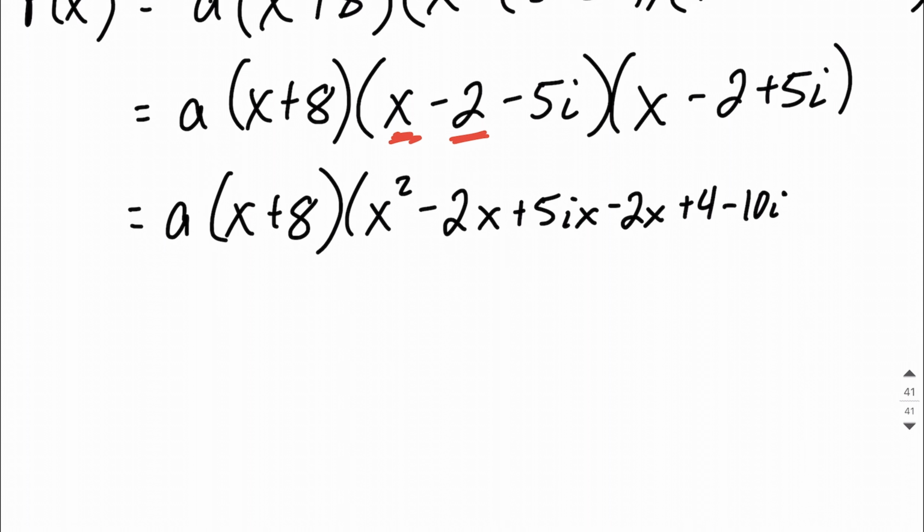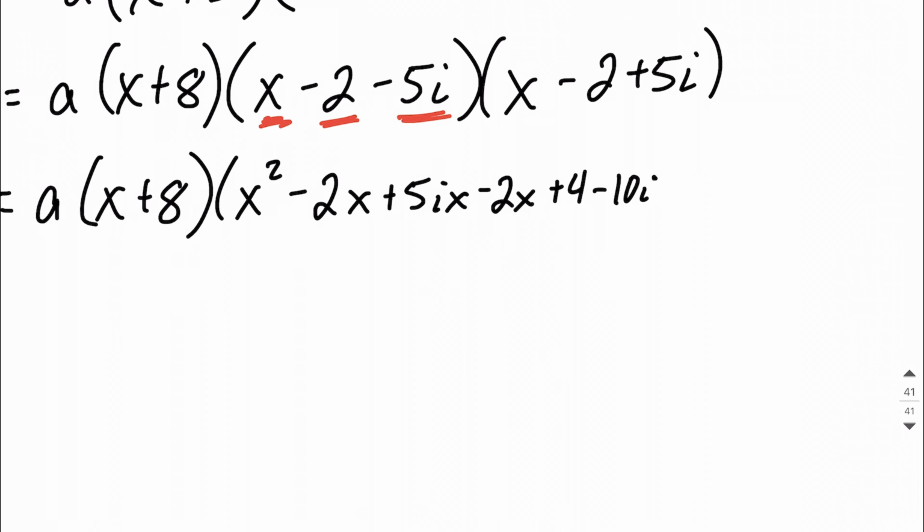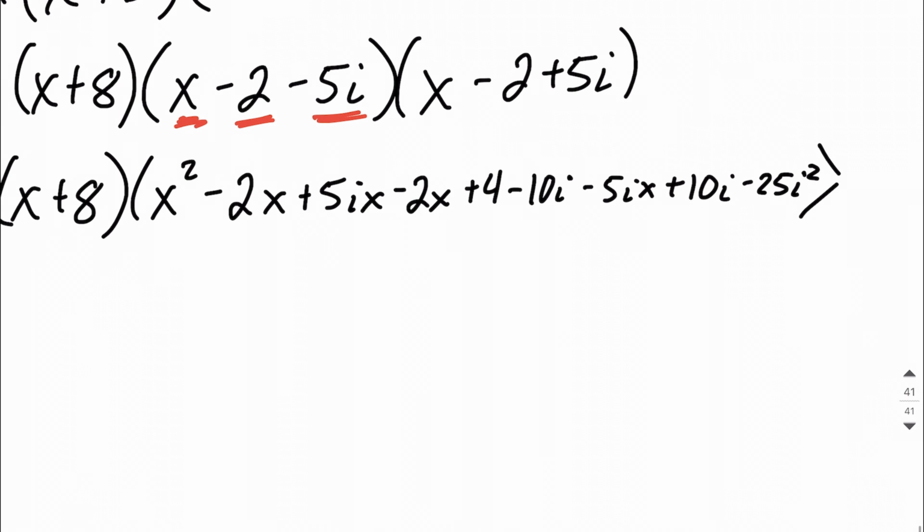All right, lastly, we have to move on to this negative 5i. Distribute that to each of those terms in that last set of parentheses. Negative 5i times x is negative 5ix. Negative 5i times negative 2 makes positive 10i. And negative 5i times positive 5i is negative 25i squared. All right, closing off my parentheses there. It looks kind of messy at the end, but that's just a set of parentheses.